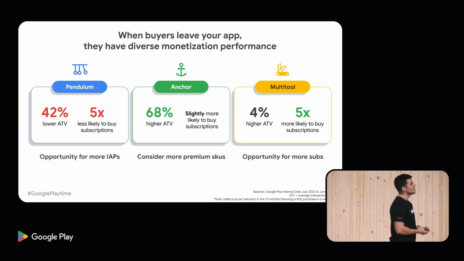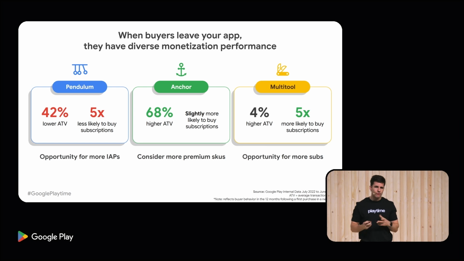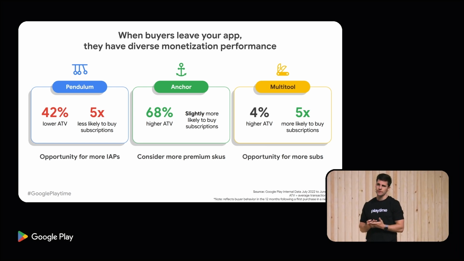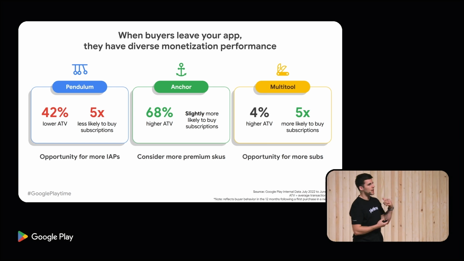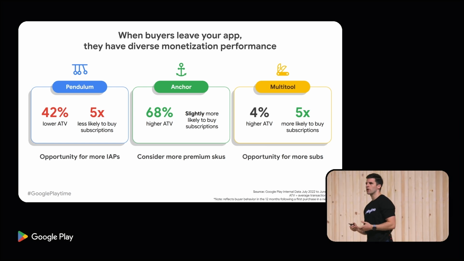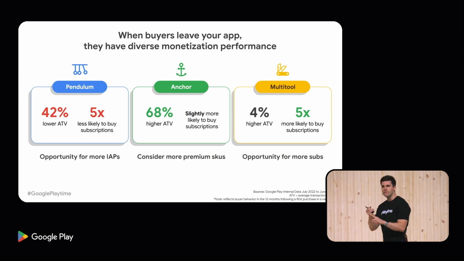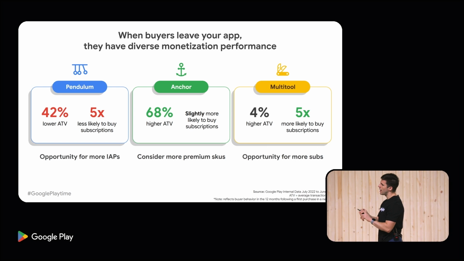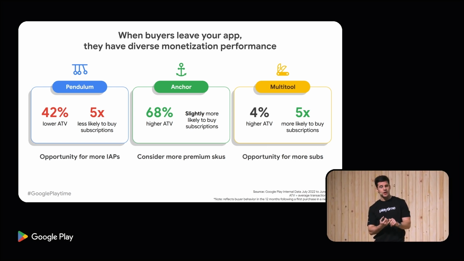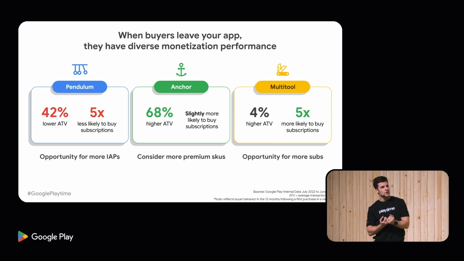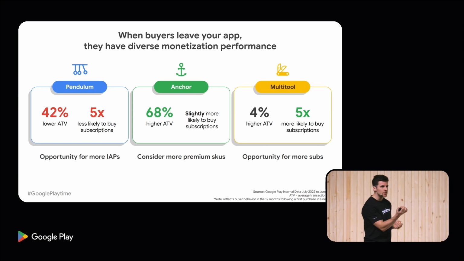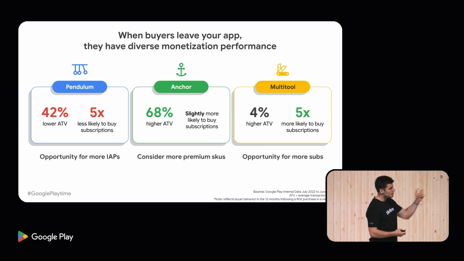So, for pendulum apps, what we see is that when a buyer leaves, their average transaction value is 42% lower, and they're 5 times less likely to buy subscriptions. Now, you recall when we were looking at buyer inflows, we saw that greater than 90% of new buyers were converting on subscriptions first. We asked, was this due to a preference or lack of availability of affordable IAP SKUs? So, given these buyers go on to spend less per transaction and are far less likely to convert on subscriptions, this represents a distinct opportunity to introduce more IAPs, and specifically more affordable IAPs, that these buyers are clearly seeking.